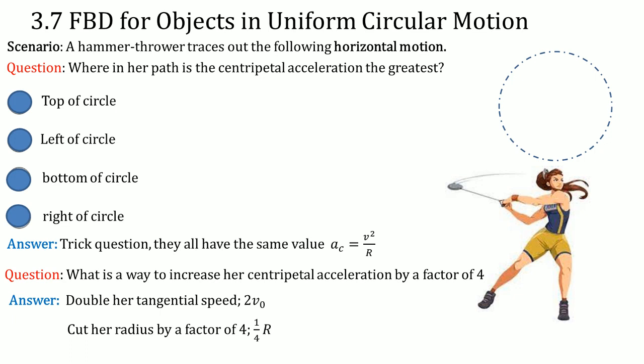So the things that you can do are: one, you can tell her, hey, speed up, so your tangential speed is doubled. Or you can tell her, hey, cut your radius by a factor of 4. These are all the ways you can increase her centripetal acceleration by a factor of 4.